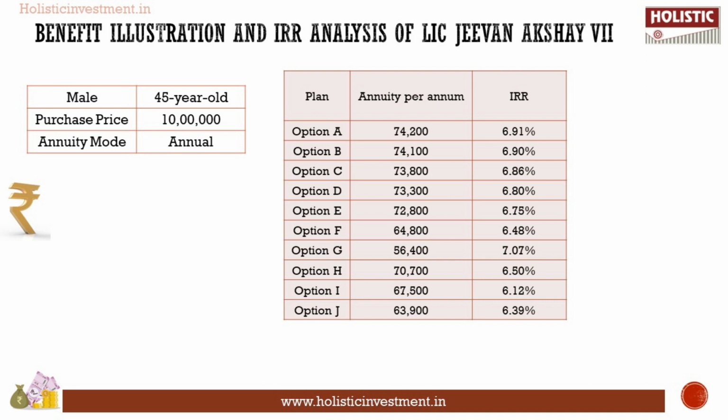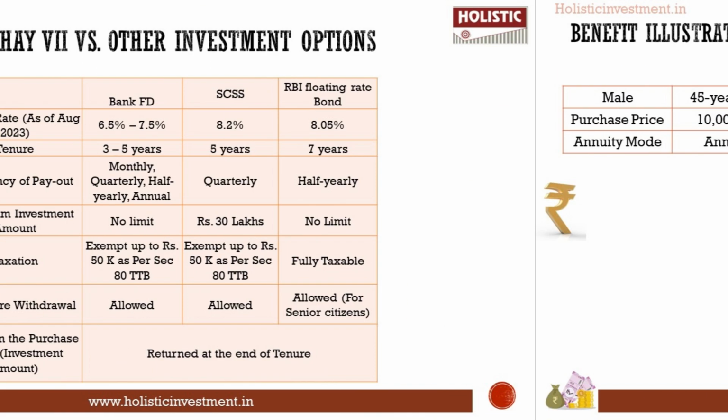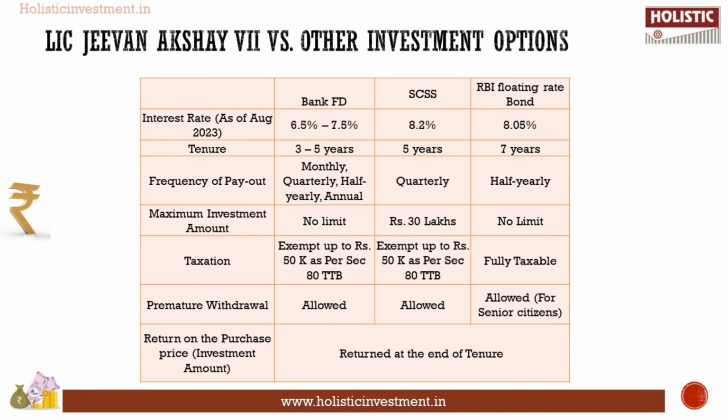But if you consider inflation, then the annuity wouldn't be helpful in the long run. Moreover, you lose the opportunity to invest in other investment options as you don't have the surrender option except in option F and option J. In the rising interest rate scenario, your funds get locked in LIC Jeevan Akshay VII. As we discussed, LIC Jeevan Akshay VII is like a marriage. It may look beneficial, but it is not value for money.